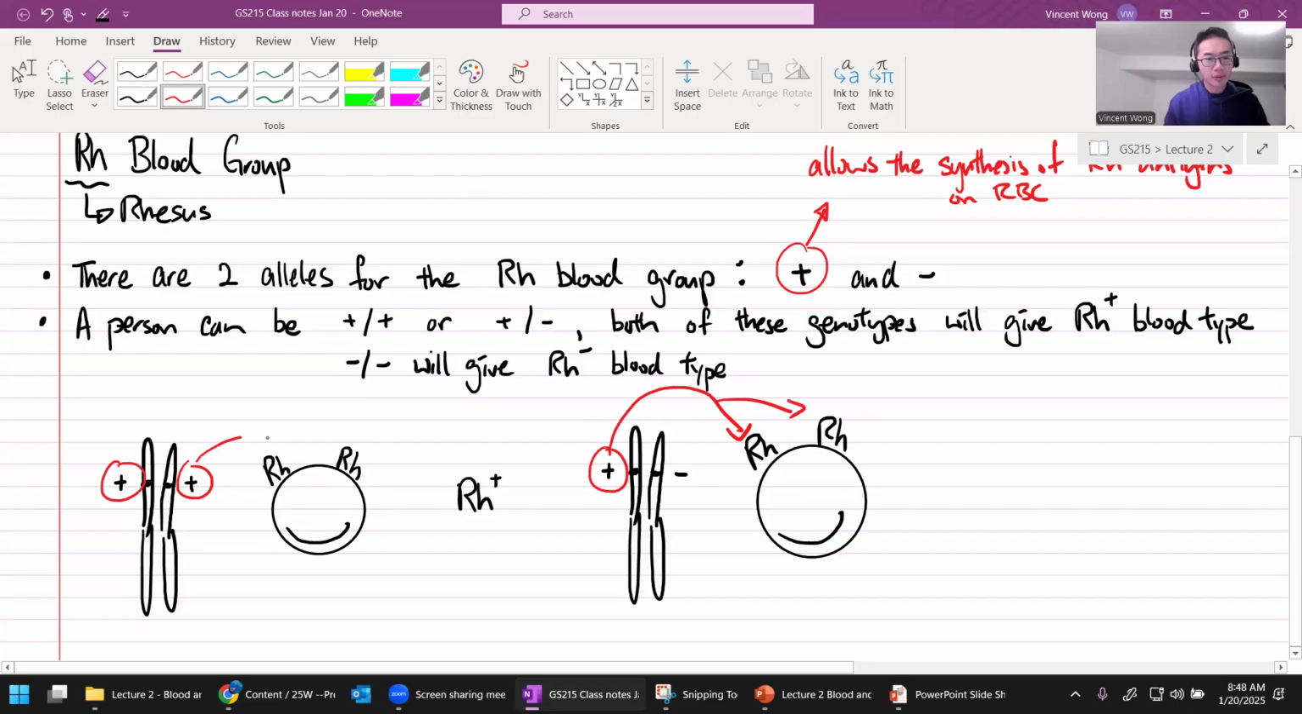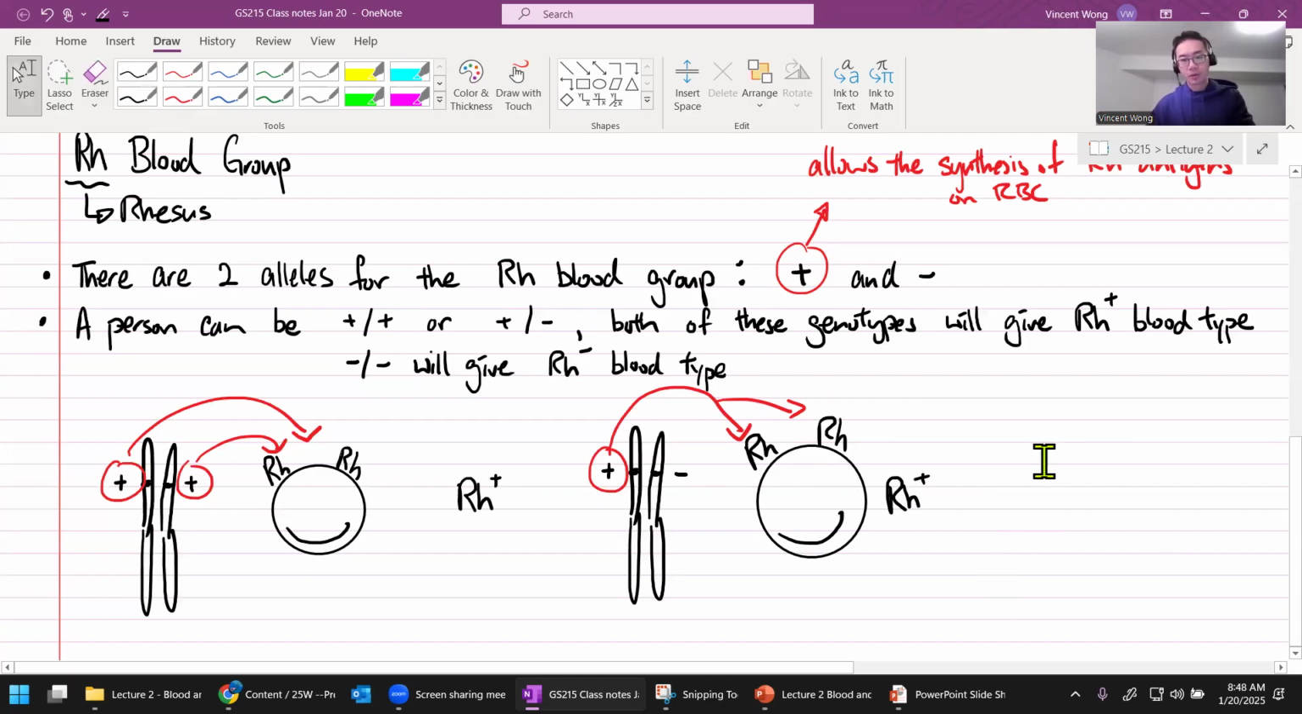It's like the cookie cutters I was telling you about. To make star-shaped cookies, you can have two cookie cutters or one cookie cutter, right? You will still be able to make the shape. And having both, sure, you can make it faster, but this is not about making it faster or more. It's about whether you can make it or you cannot. If you can make it and you can put it on the red cell, then you will be Rh positive.